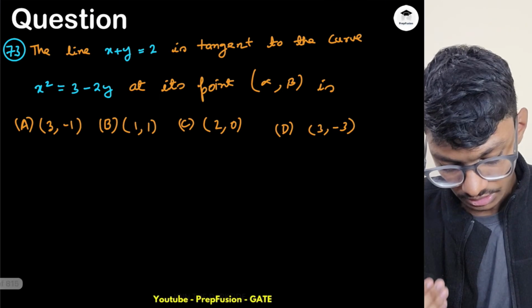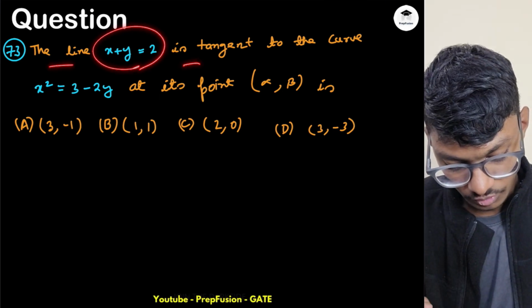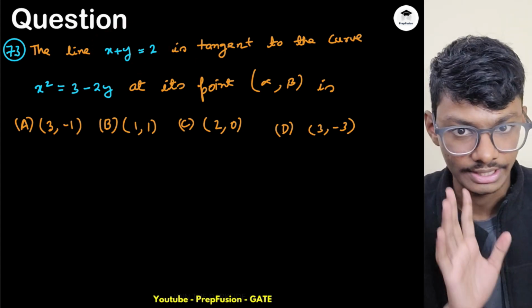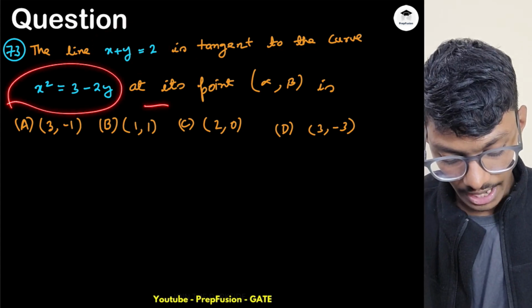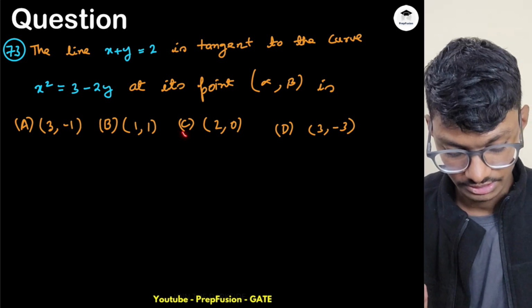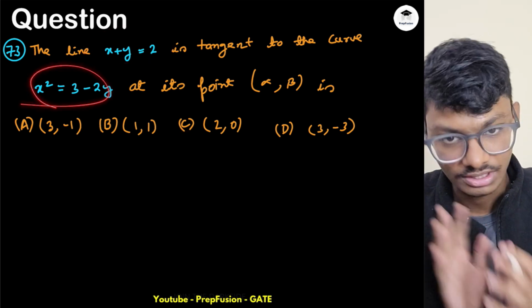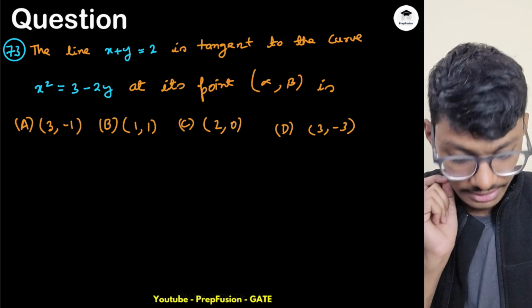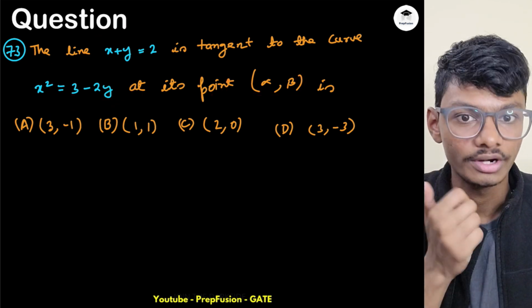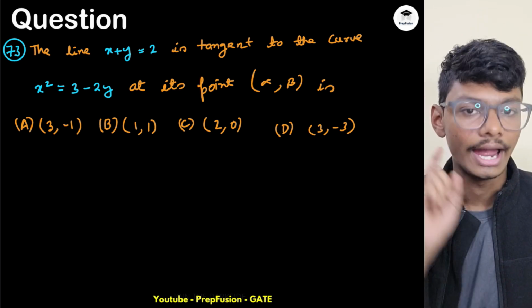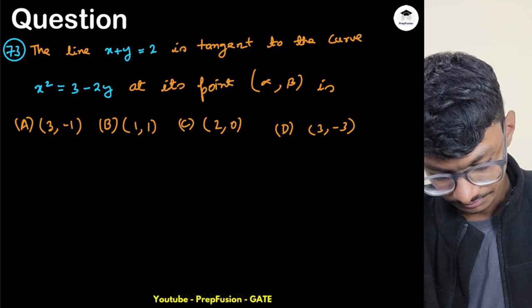Let's solve another question. The line x plus y equals 2 is a tangent to the curve at its point alpha beta. They have already given me the line of the tangent, and they have given me the curve. They are asking at what point this is tangent. Now is this simple? I think you can use a shortcut. What is the shortcut?